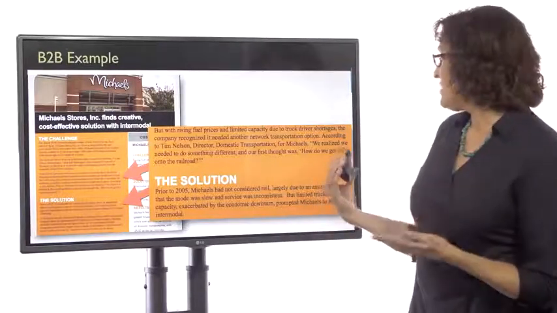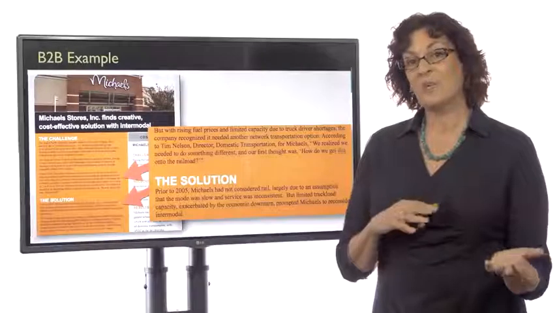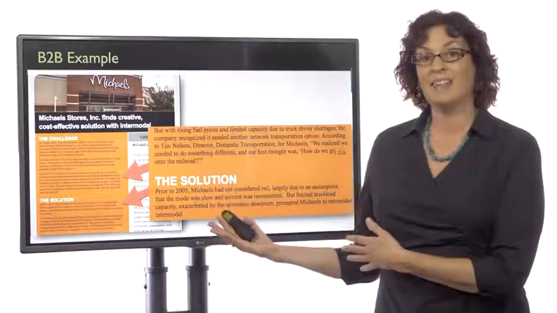"So we realized we needed to do something different, and our thought was, how do we get this onto the railroad?" Solution, they hadn't considered rail, largely due to an assumption that the mode was outdated and slow and inconsistent, but they found out that intermodal railroad was actually the greatest solution they could have come up with. So there's a story. They tell you the whole thing in this case study.